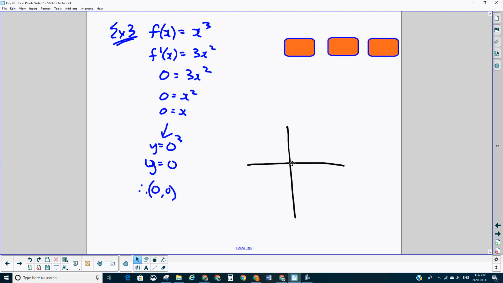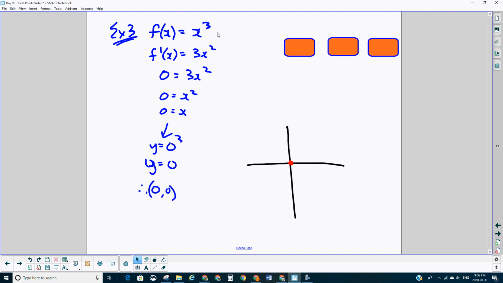So if we're going to graph this, we know that there's a point right there at 0, 0. The question is, what's it doing? Is it a max or a min? Now, again, you might already know the answer to this, but what's going on? Because it's neither a max or a min, right? I think the x cubed graph looks something like this. So what's going to happen in this situation?